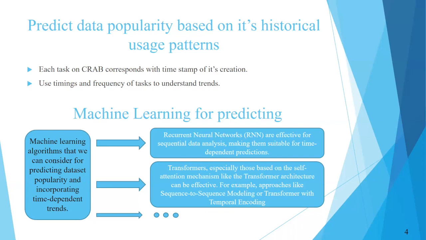Also, one of the most important challenges of this project will be to find the right machine learning model, which can make time-dependent connections. For example, we can use recurrent neural networks, which are effective for sequential analysis, or transformers, especially those based on the self-attention mechanism, like the transformer architecture.